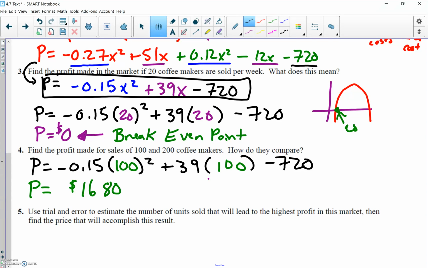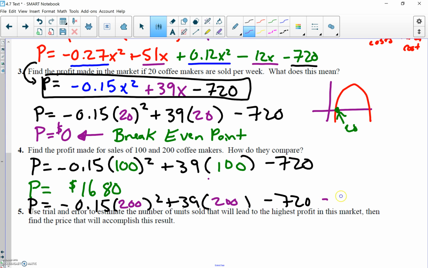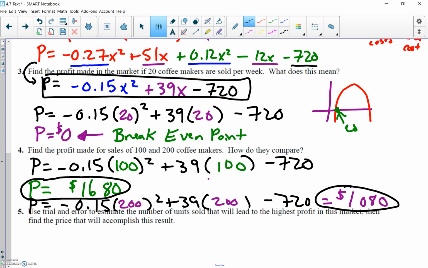And then we would do the same thing for 200. If I put 200 into my profit equation and see what comes out, for 200, the profit we earn is $1,080. Now that may seem a little bit confusing because you would think if you sold 200 coffee makers, you'd be making even more money than you did for 100. But the truth is we're not.